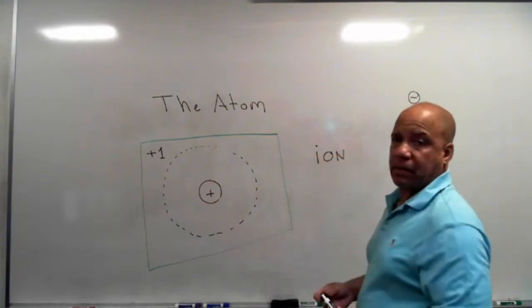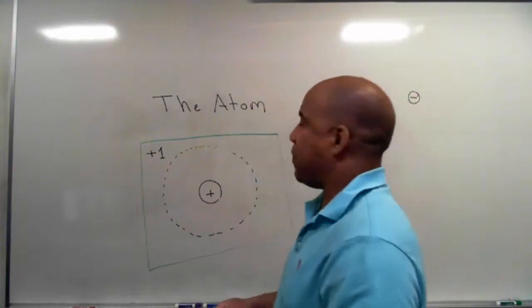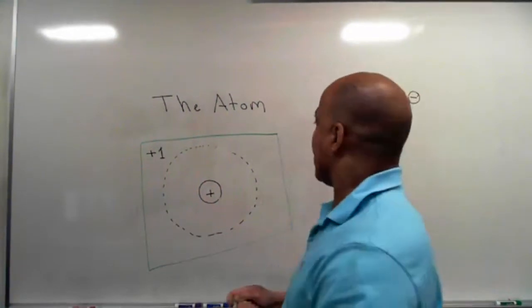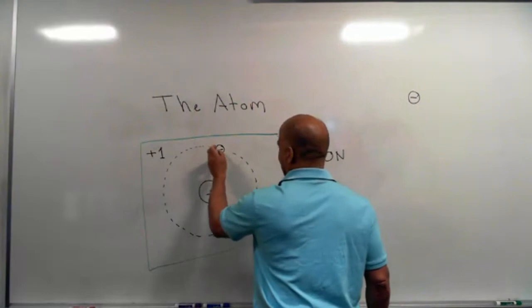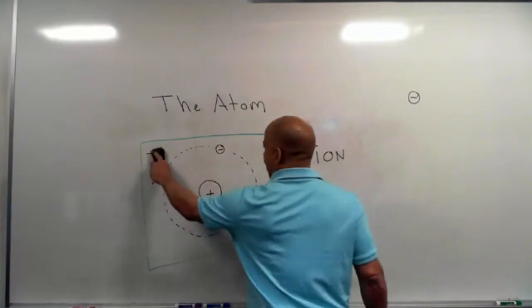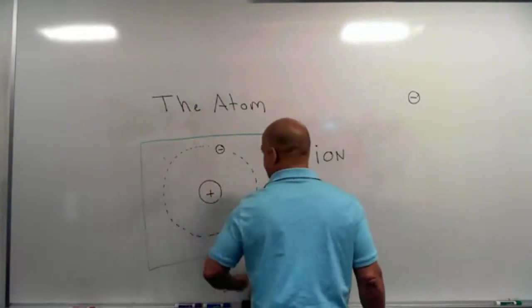It's called an ion. In this case, I have a positive ion. If I go back, I put the original electron back, I now have a net charge again of 0.